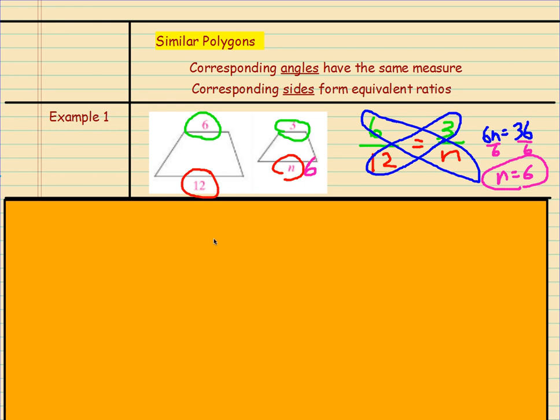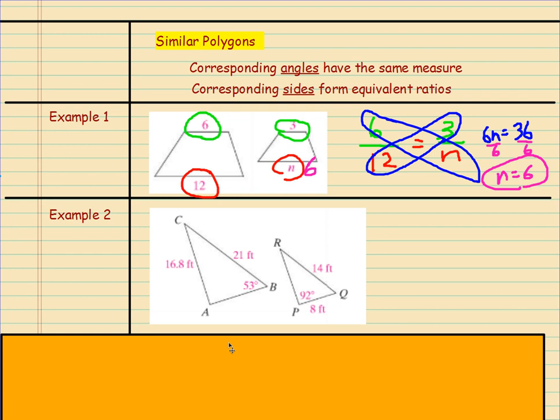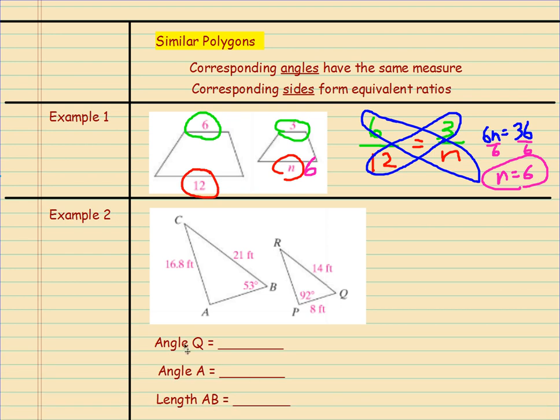Okay, let's do another example. This one's a little bit more complicated, and I'm asking for 3 things here. Angle Q, which is this angle, angle A, which is this angle, and length AB, which is this side over here. How long is this side? Now, we're given that these two triangles are similar. So we can go ahead and use these rules.